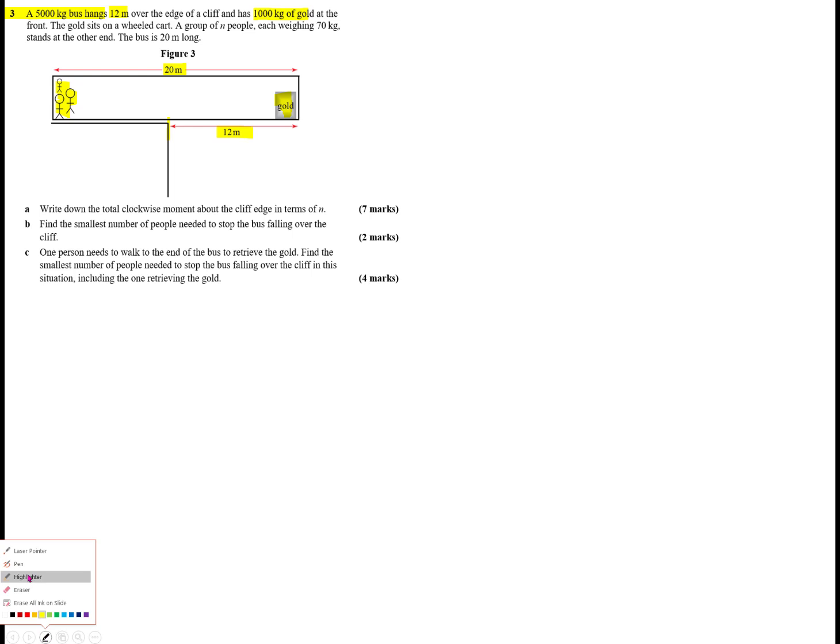Now, please feel free to pause the video at any time. Write down the total clockwise moment about the cliff edge in terms of n. So when we're doing that, we've got to consider the clockwise and the anti-clockwise and combine them together at the end, which I'll show you. So the gold is 1,000 kg, so the kg is a clue. So you write 1,000g here, let's label that. That's 70gn or 70ng, because n is the amount of people.